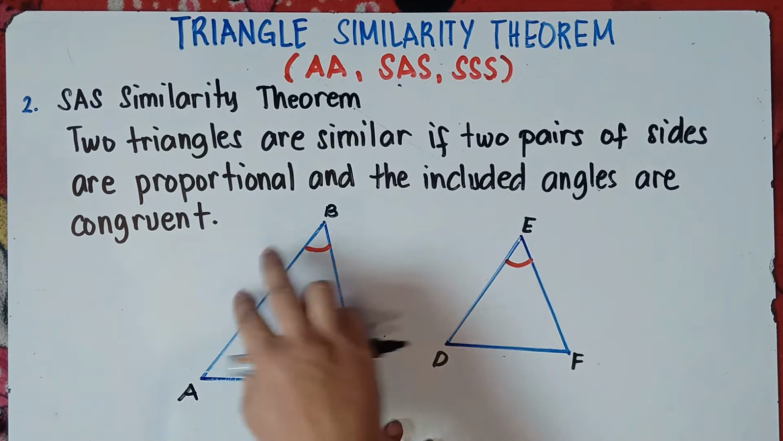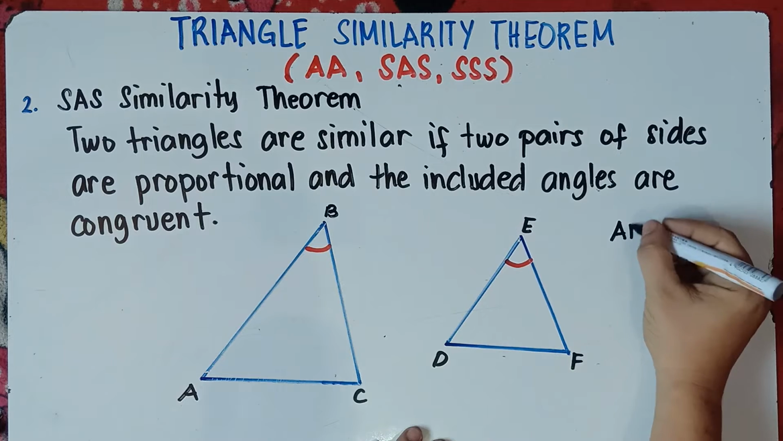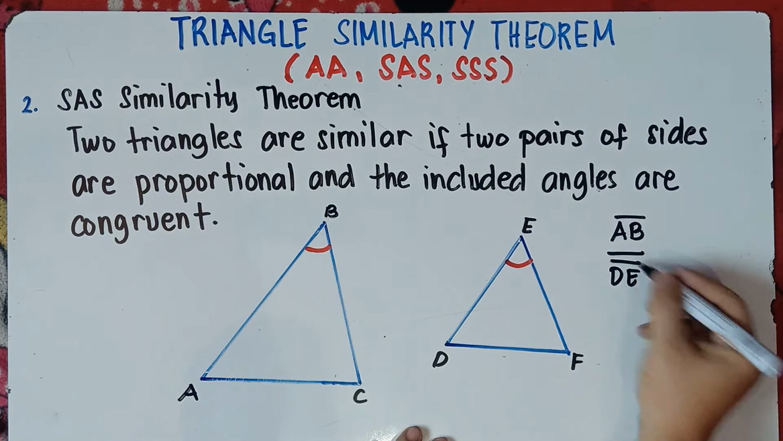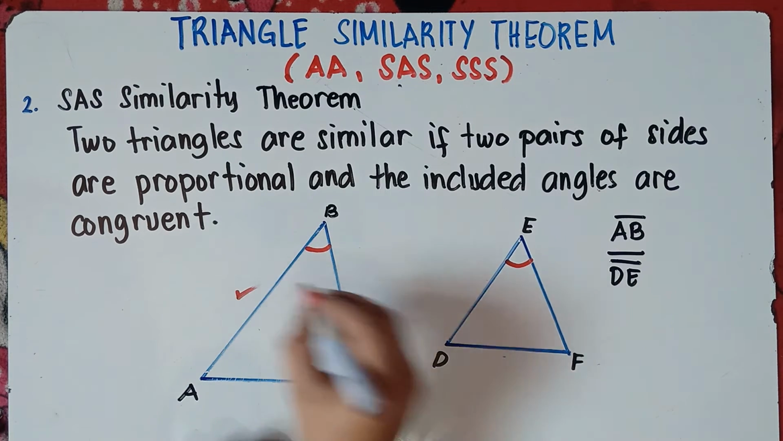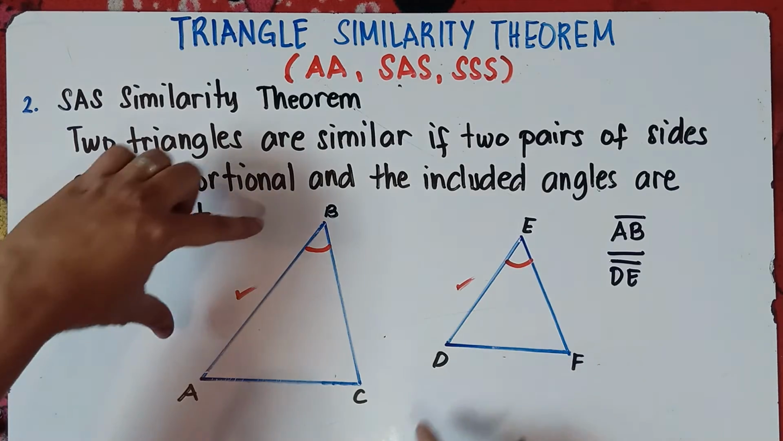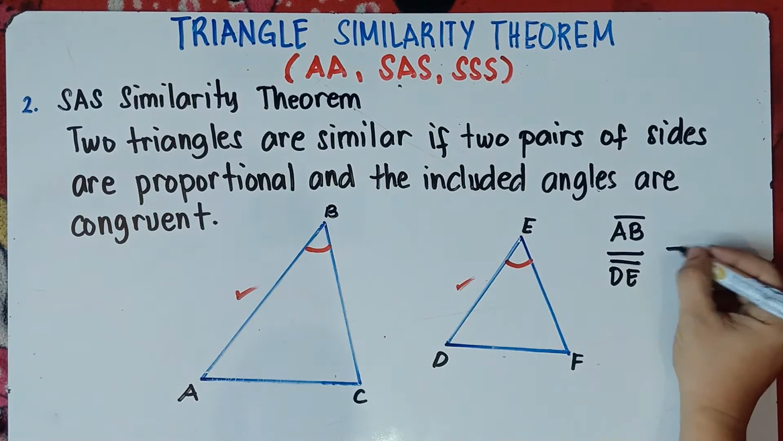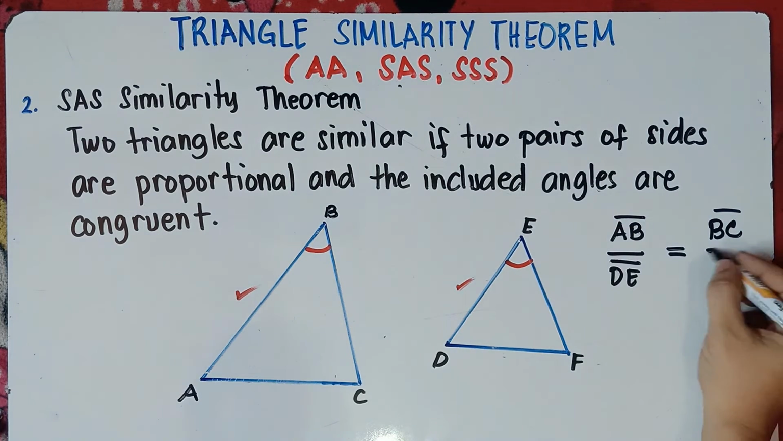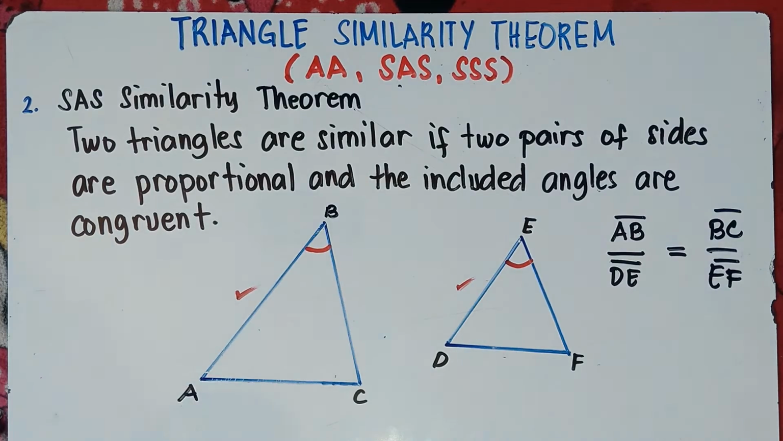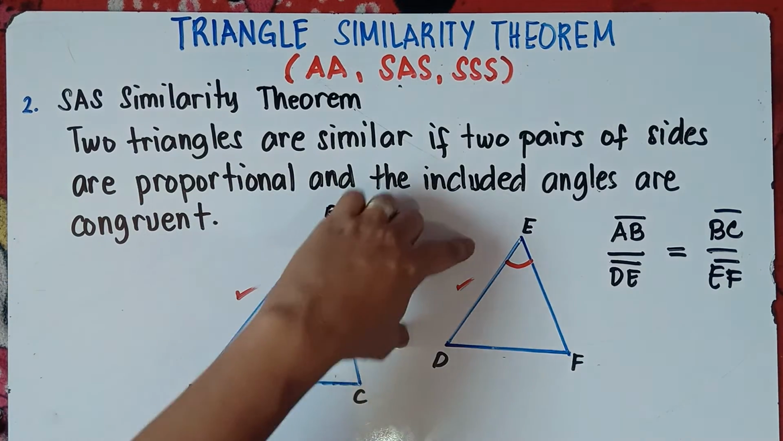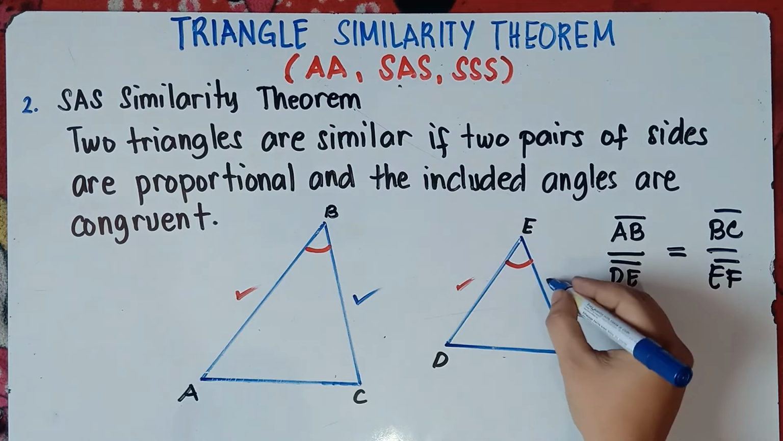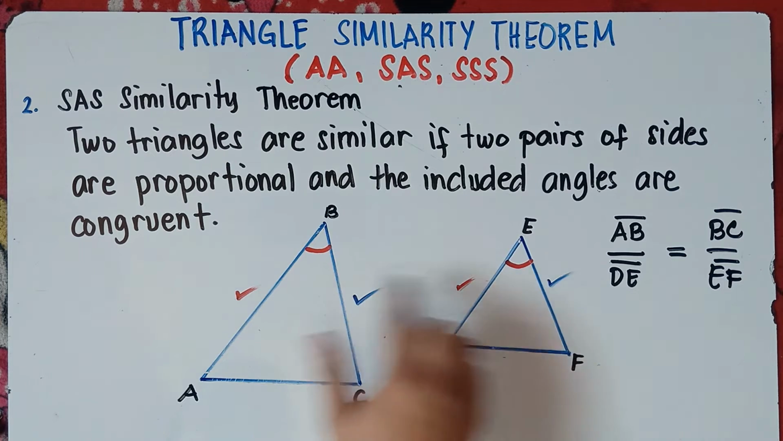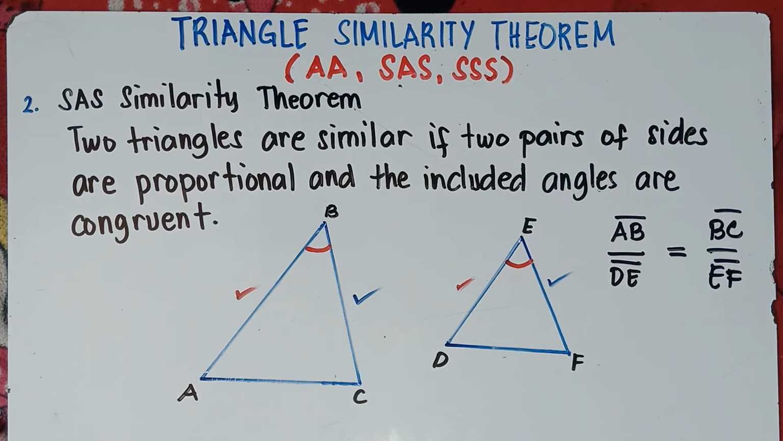Once again, the ratio of this side, let me just write it here, line segment AB over line segment DE. If the ratio of this side over this side is equal to the ratio of line segment BC over line segment EF, they have the same ratio, and they have the same included angle, therefore these two triangles are similar.